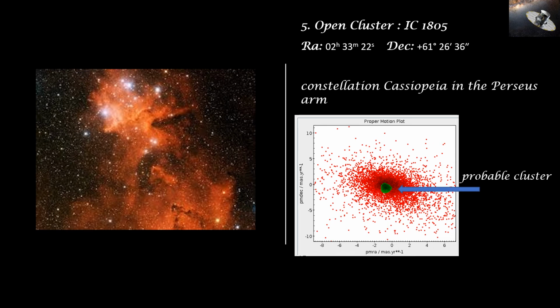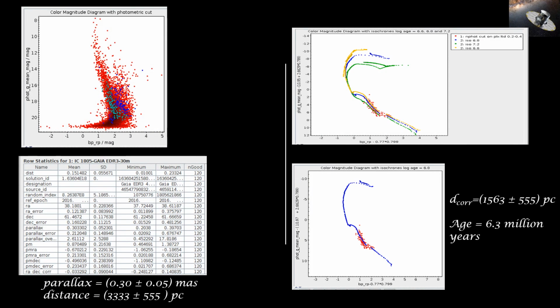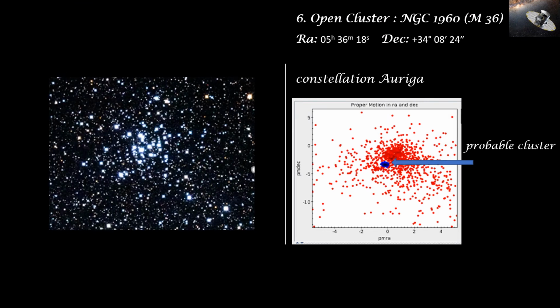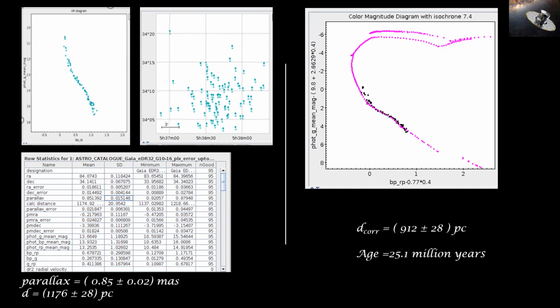This is for the open cluster IC 1805 in the constellation Cassiopeia in the Perseus arm. The distance for this cluster is found to be 1563 plus minus 555 parsecs, and its age is 6.3 million years. And for the open cluster NGC 1960 in the constellation Auriga, I got a distance of 912 plus minus 28 parsecs and an age of 25.1 million years.